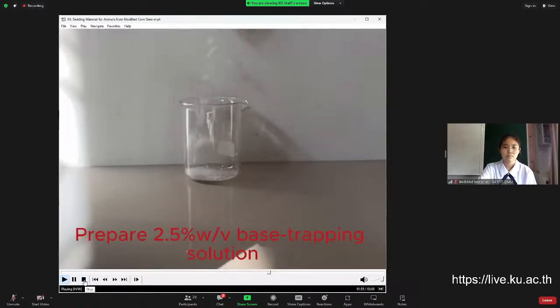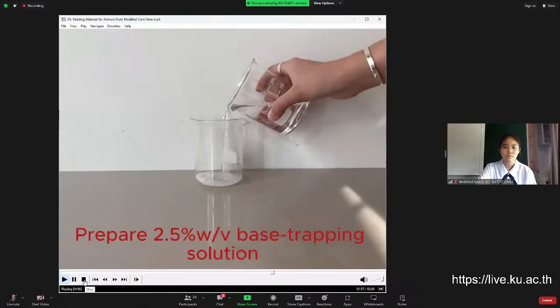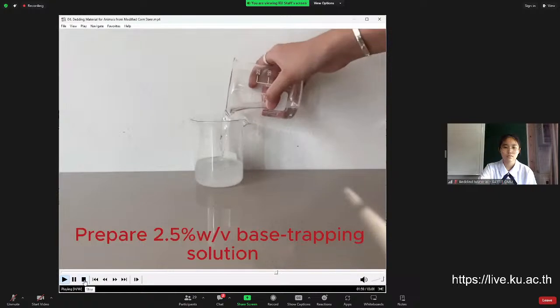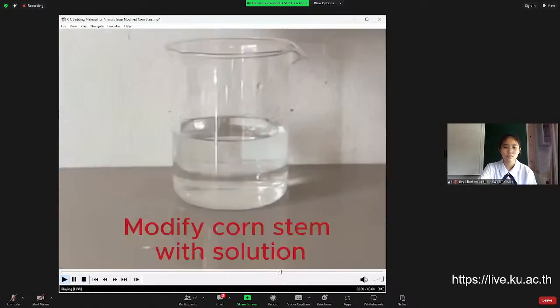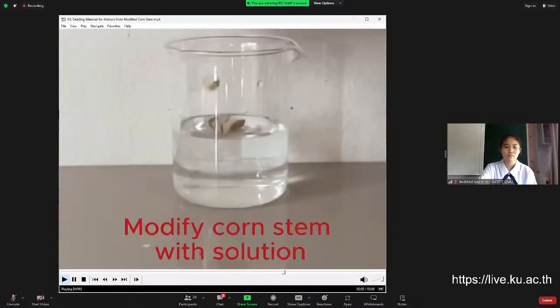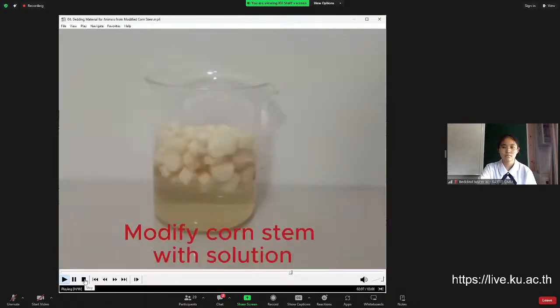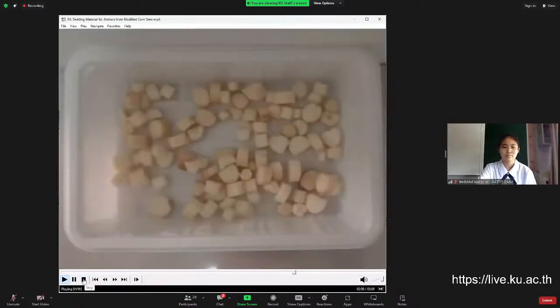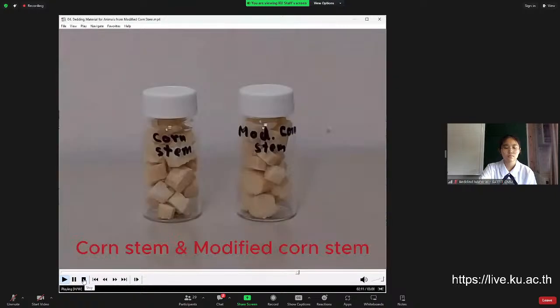Prepare base trapping solution. Soak the corn stem in the solution. Ready to use.